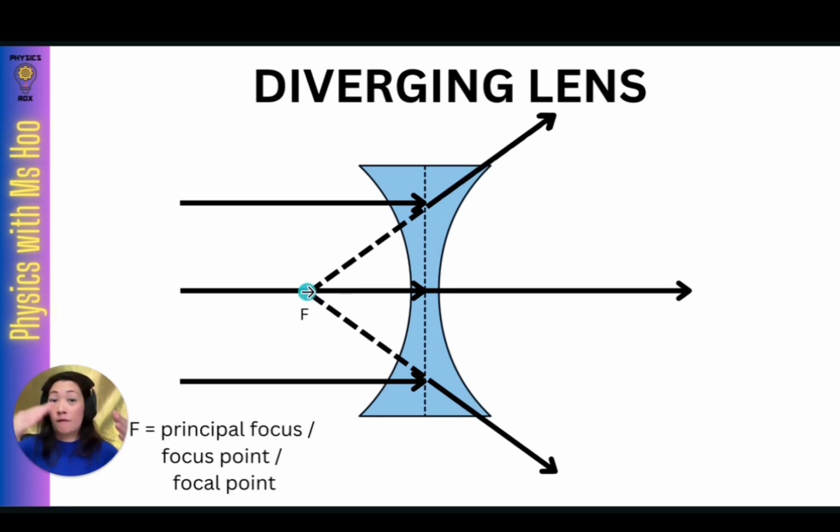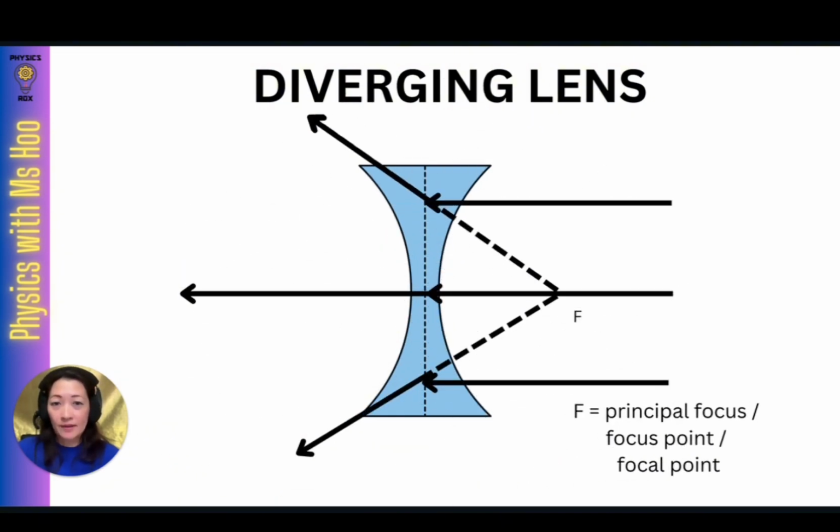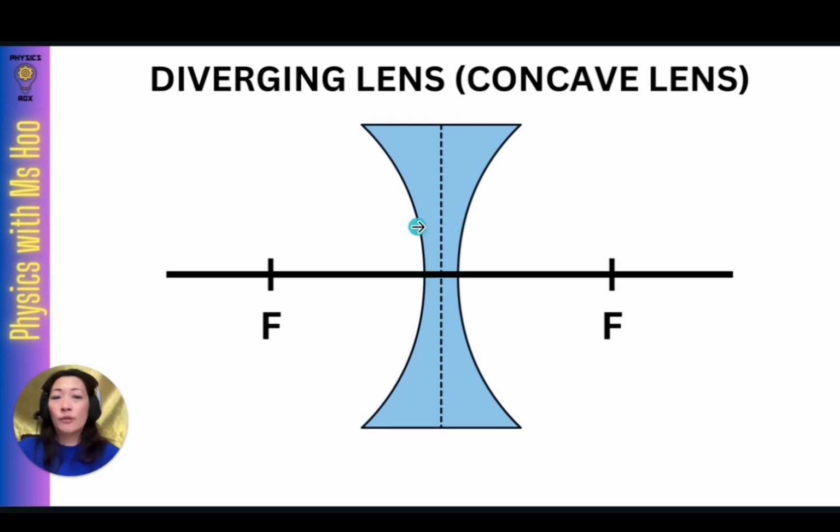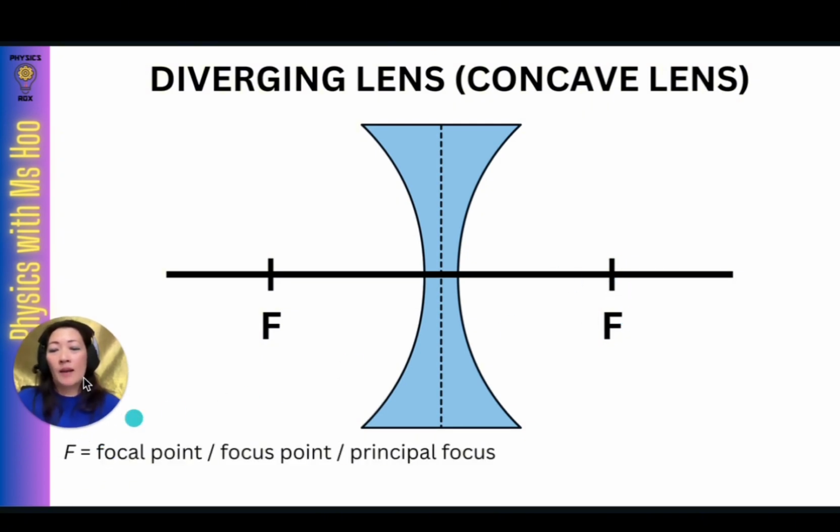Even though they're not focusing towards a point, they seem to be moving away from the same focus point. This point is known as the principal focus or focus point or focal point. For a biconcave lens, the light rays will behave the same whether coming in from left to right or right to left. That's why for a biconcave lens, there are two focal points, one on each side of the lens. Similar to the converging lens or convex lens, we label the focus point with a capital F, where F is the focal point or focus point or principal focus. Remember, they all mean the same thing.